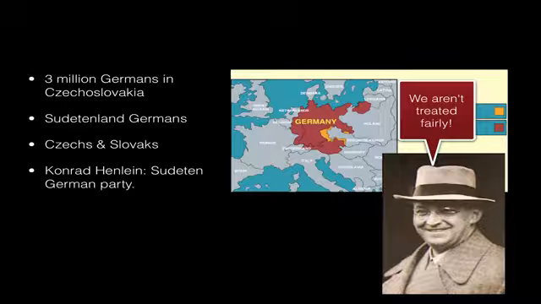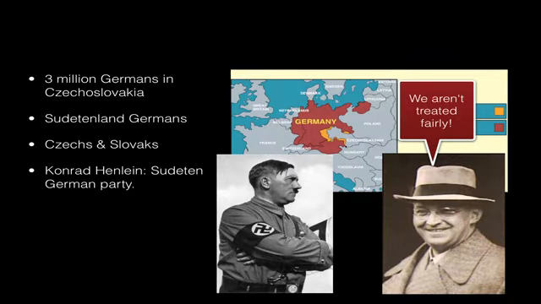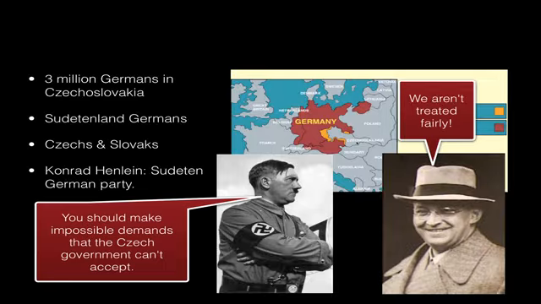The thing is, Konrad Henlein's Sudeten German Party was secretly funded by Adolf Hitler, and he had no reason to want the Sudeten German Party to come to a peaceful agreement with the government of Czechoslovakia. In fact, he said to Konrad Henlein, you should make impossible demands that the Czech government cannot accept.